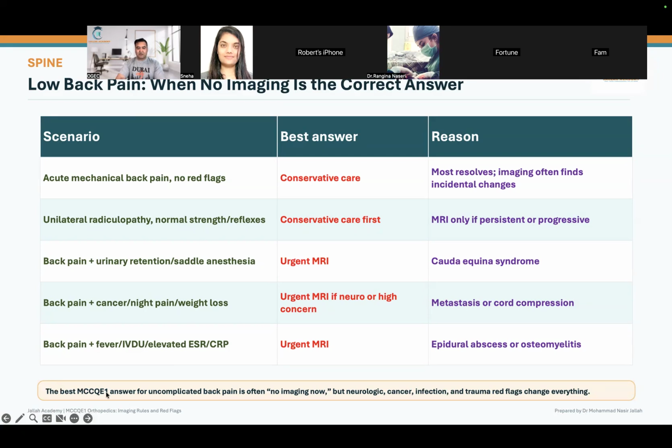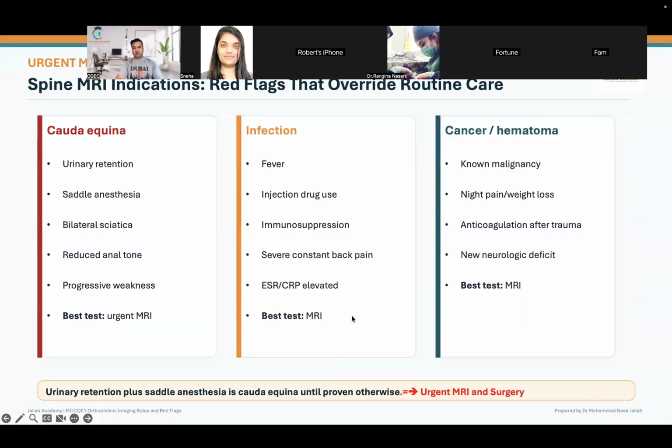The best MCQ answer for uncomplicated back pain is often no imaging now, if there is no complication, no neurological signs and symptoms, and no red flags. But neurological deficits, cancer, infection, and trauma, red flags change everything. In that case, you have to go ahead and choose the MRI. So spine MRI indications: cauda equina, infection, cancer. Do I have to go through all of them? I don't think so. You guys know it, right?